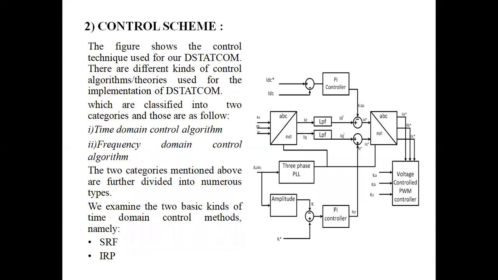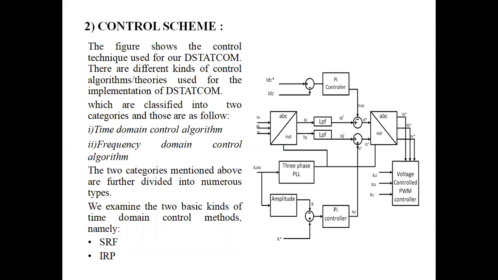This is the control scheme. The figure shows the control technique used for our DSTATCOM. There are different kinds of control algorithms used for the implementation of DSTATCOM, which are classified into two categories. The main categories are time domain and frequency domain. In this, we are going to explain time domain control algorithms.